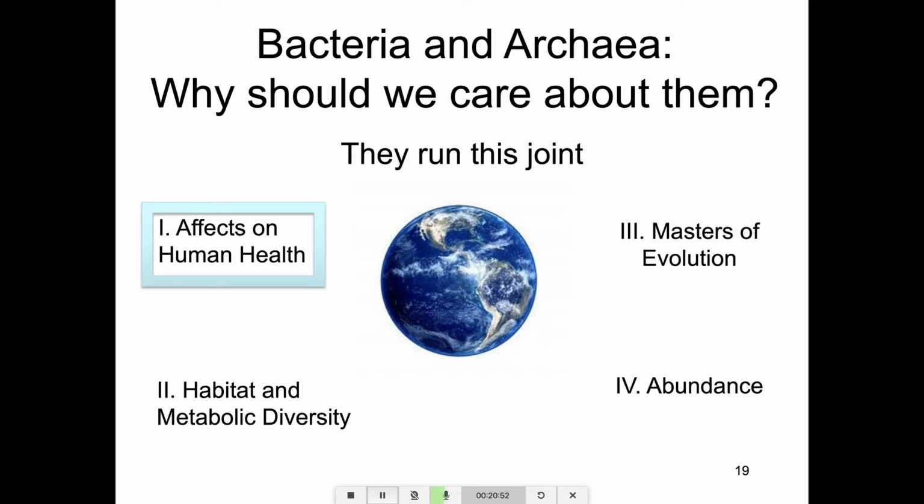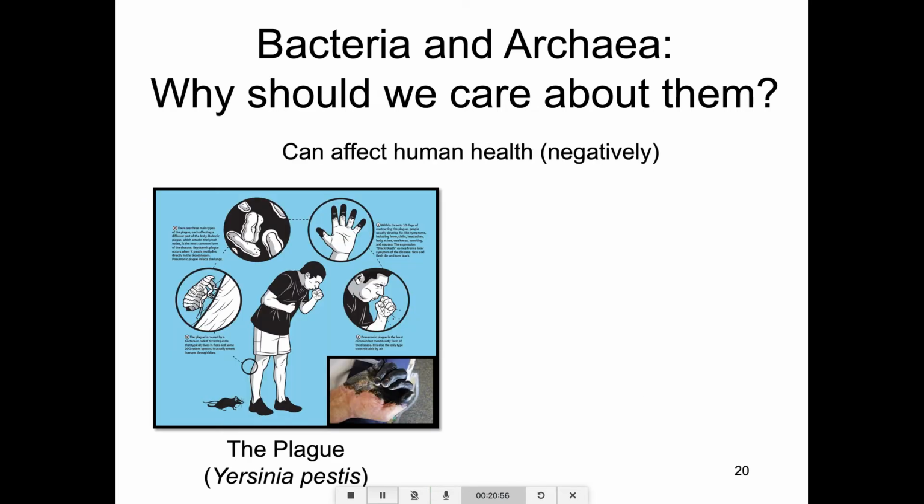So let's talk about their effects on human health. I think most people recognize that bacteria can have really negative effects on human health. A great example of this is the plague caused by the bacterium Yersinia pestis, or the Black Death, as it's also called.